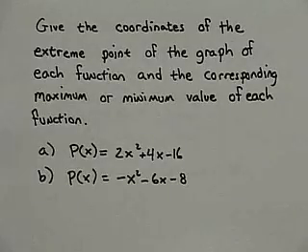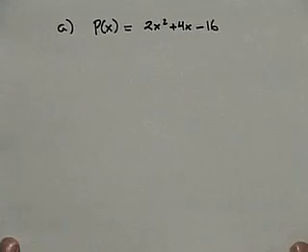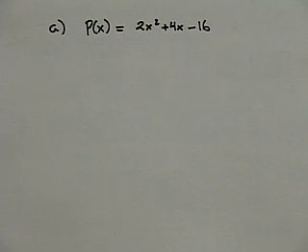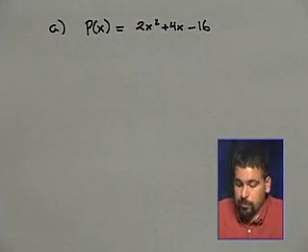Here we're asked to give the coordinates of the extreme point of the graph of each function and the corresponding maximum or minimum value for each function. The first function we're given is p of x equals 2x squared plus 4x minus 16. In order to do this, we need to find the vertex. Since the a value here is 2, which is greater than 0, we know that this extreme value will be a minimum according to the rules we just saw.